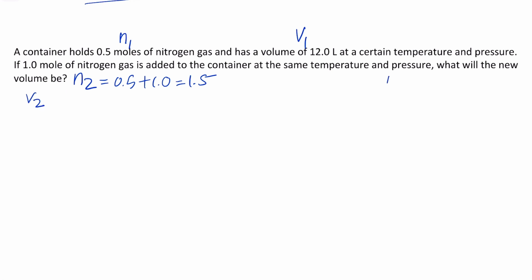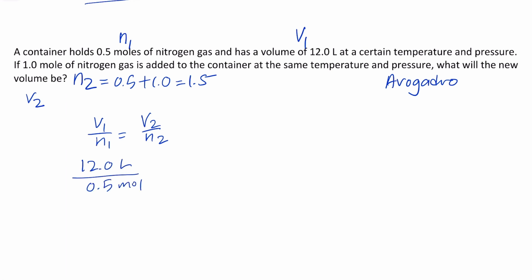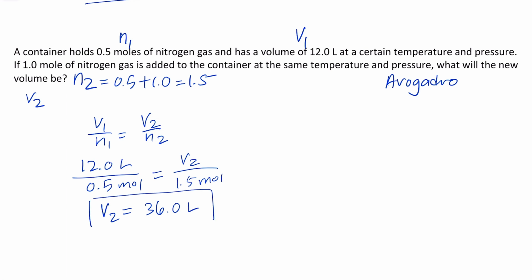So this would be Avogadro's law, which states that V1 over N1 equals V2 over N2, which is 12.0 liters over 0.5 mole, which equals V2 over 1.5 mole. And if you do this operation, you should get V2 equals 36.0 liters. So our new volume is 36.0 liters after adding 1 mole of gas to the container.